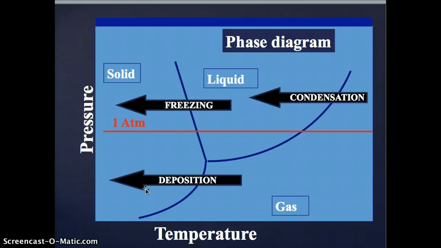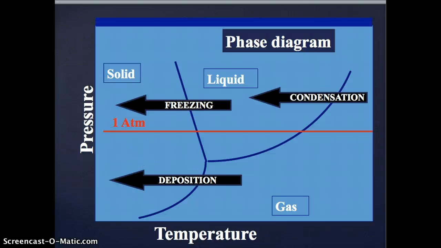Make sure you know those three definitions. I'm pretty sure you guys know what freezing means. Freezing means you're making something into a solid. Condensation, you think of rain, you're turning a cloud, a ball of gas, into liquid, which is rain. And this one, deposition, is probably one that you did not learn in middle school. That's when you go from a gas straight into a solid.